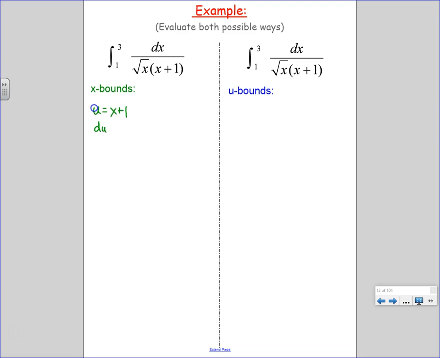du is just equal to dx, which means dx is just equal to du. I go to plug in, I get du over square root of x times u. I haven't even gotten to my bounds yet, but first of all, I have an x, right? I have to go back and find x. Where is it? u minus 1. Got it.